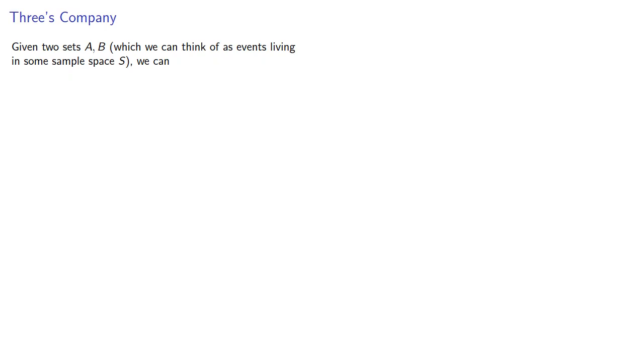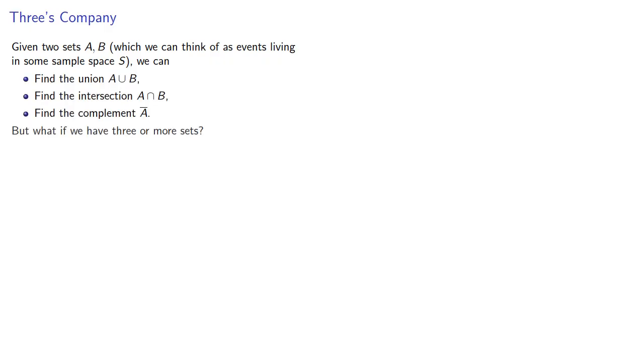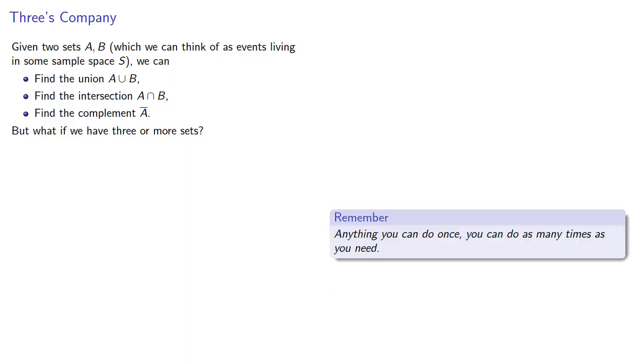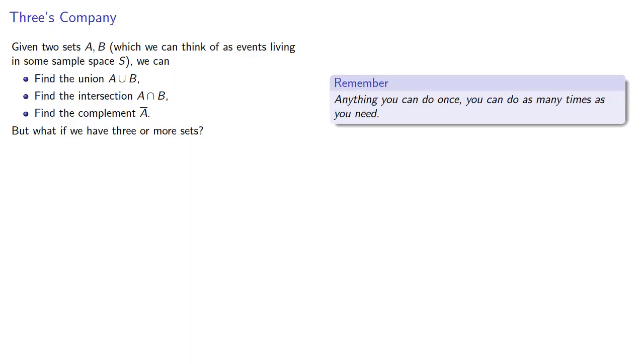So given two sets, A and B, which we can think of as events living in some sample space, we can find the union, find the intersection, and find the complement. But what if we have three or more sets? We can do something with that because anything you do once, you can do as many times as you need. We can form intersections and unions with multiple sets.